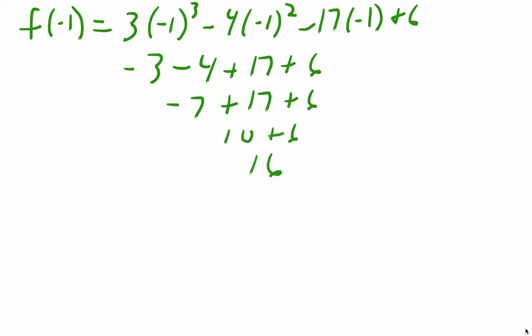Alright, so since I got an answer besides 0, negative 1 is not one of them I want to use. It is not a factor. It will not be a 0 in there. So I'm just going to pick another one. So to save some time, I've already found out that negative 2 is, so I put negative 2 in my equation, and it came out to be 0. So I know negative 2 is going to work.